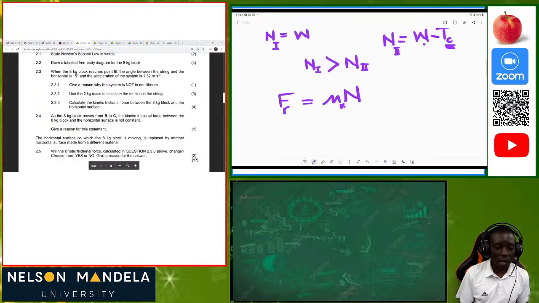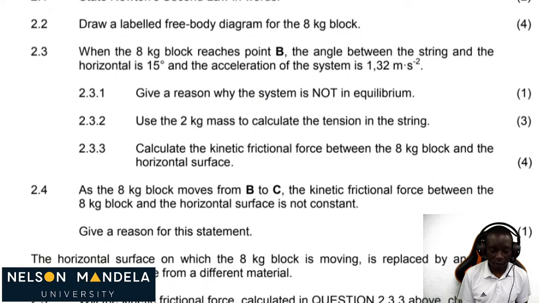So I think that's how we answer part 2.4 of this question. Besides decreasing the normal, we can also state it in terms of the component. The tension introduces an upward component which reduces the normal to the surface and hence reduces the frictional force.